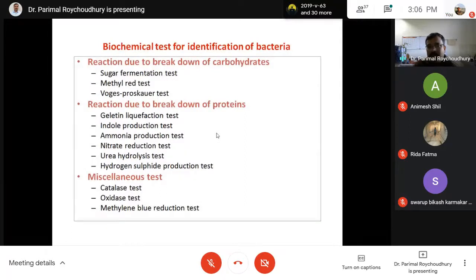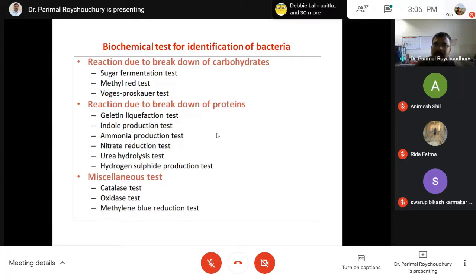But this process, suppose you want to perform all these different biochemical tests, is really laborious and time consuming, and a lot of culture work you need to perform. So these things have been converted into an automatic form with the development of certain high-cost equipment. It's called the automatic bacterial identification machine. One such machine is available with us in our department.